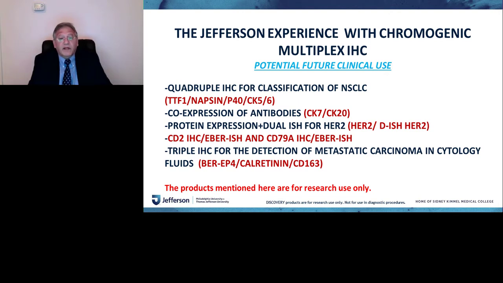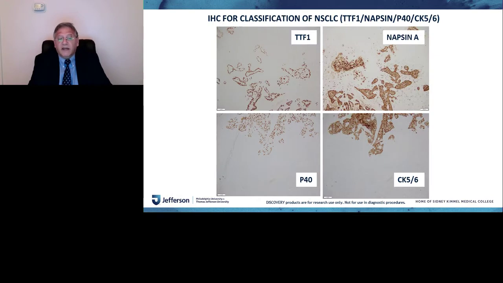So let's start with the quadruple stain for non-small cell lung carcinoma. Here you have 4 serial sections from the same tumor, the same slide, the same actual paraffin block. You have the TTF1 on the top next to napsin, showing you an adenocarcinoma component, P40 and CK5/6 at the bottom, showing you a squamous cell carcinoma component.